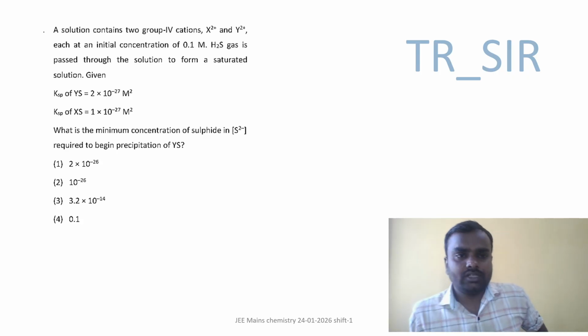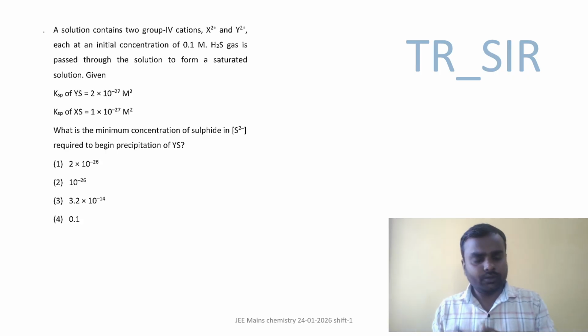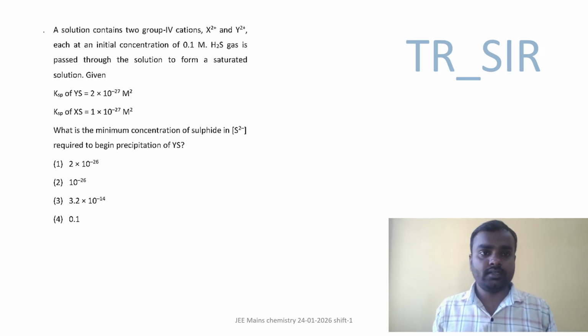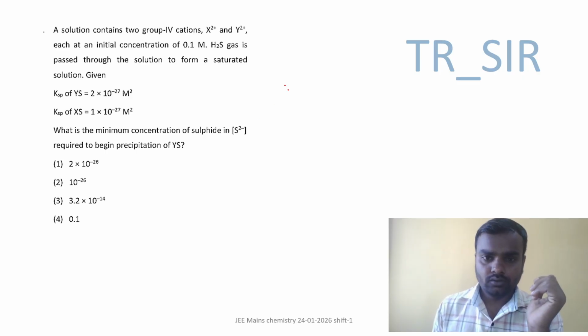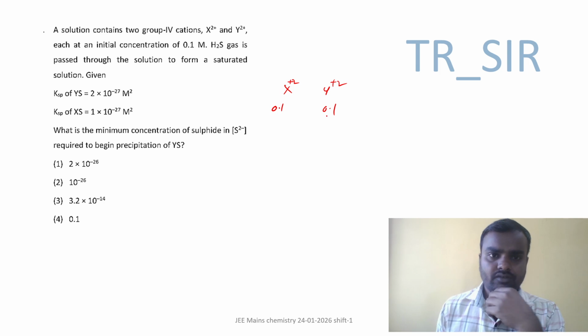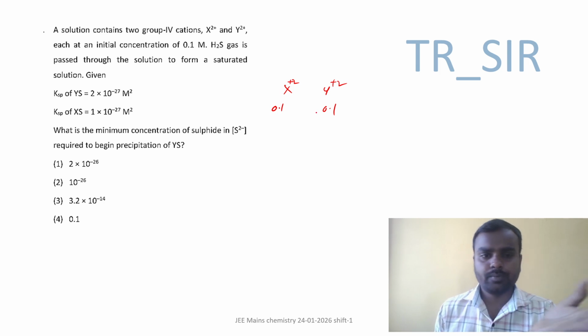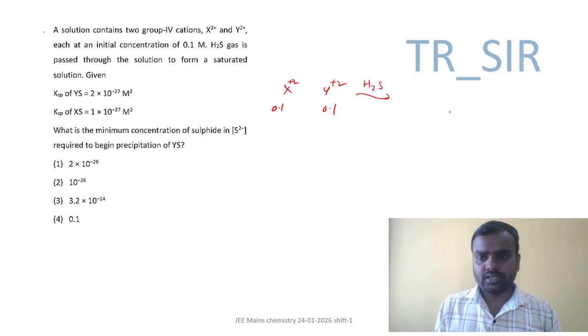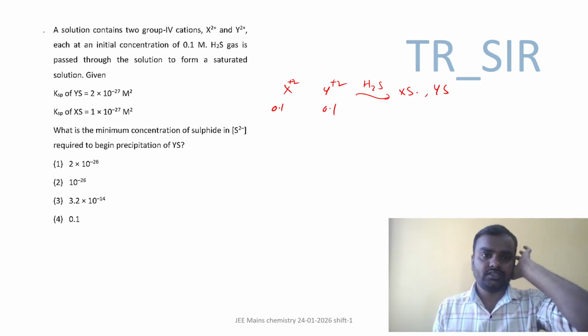Now the next question. A solution contains two group 4 cations, X2 plus and Y2 plus, each at an initial concentration of 0.1 molar. H2S gas is passed through the solution, so the solution becomes saturated, and XS and YS will be in saturation.